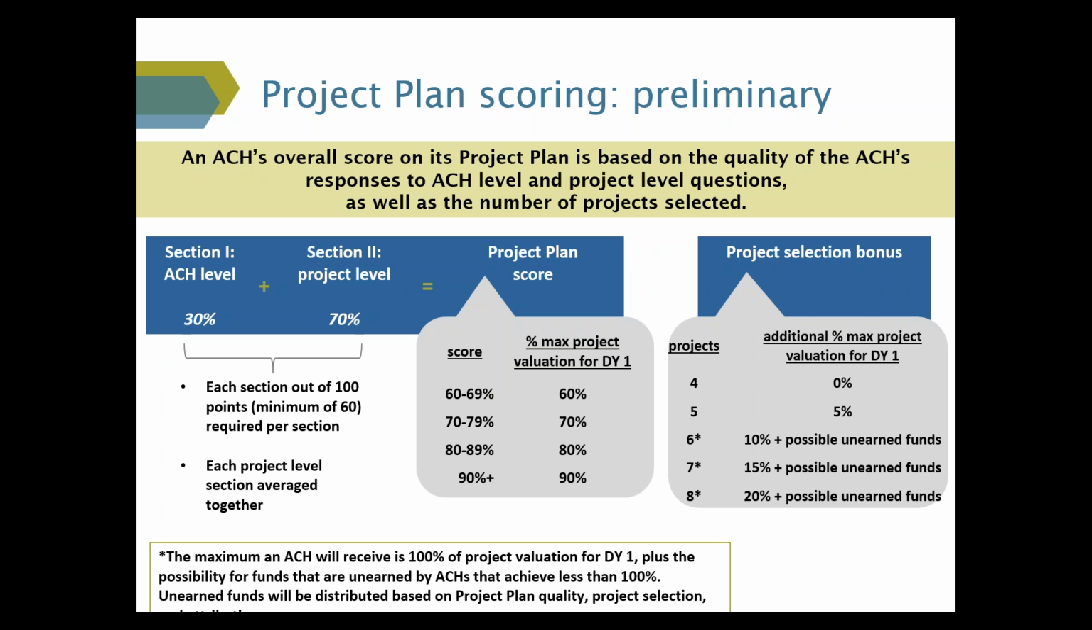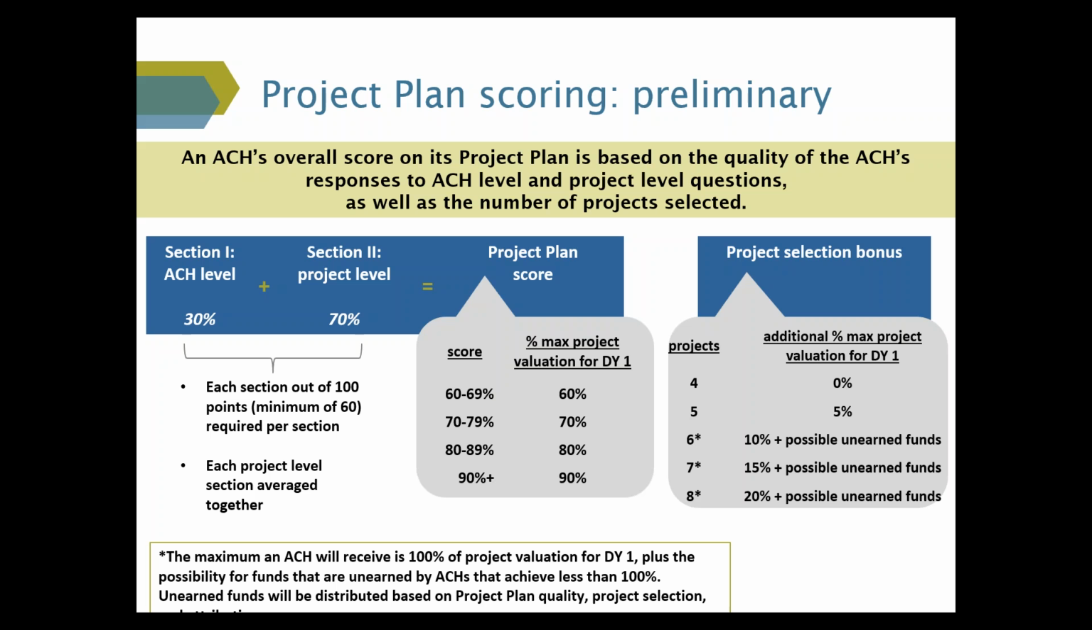And since we will be dealing with multiple Section 2s, the way that will be arrived at is by averaging the scores of those Section 2 submissions together to get an average level that then feeds into 70% of that score. Each of those Section 1s and Section 2s will be scored out of 100 points. A minimum of 60 points will be required in order to continue to move on. And then as you put those components together, you first get a project plan score and then a percentile. That percentile then calculates the level of demonstration year 1 incentive funds that will be awarded to that ACH.